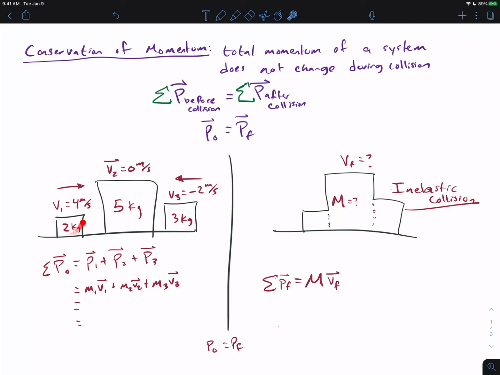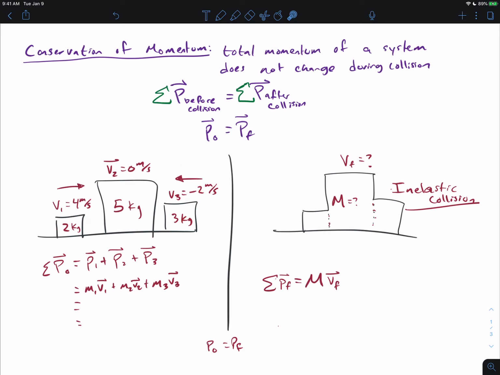This first object is moving to the right at 4 meters per second. This object here is not moving, this large guy in the middle. And then this object right here is moving to the left at 2 meters per second. So eventually we can see that these things will hit each other, but they haven't yet.